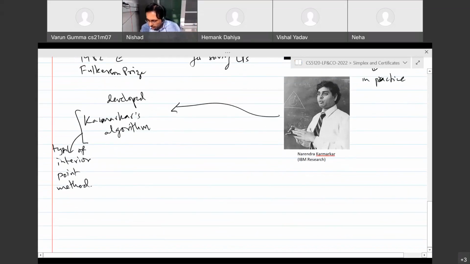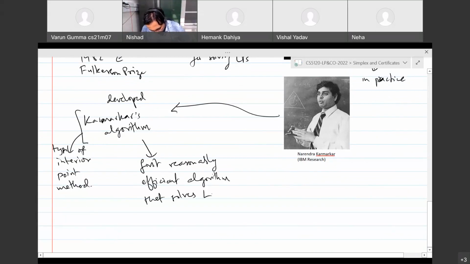I'll also tell you a few things about Karmarkar's algorithm. It's also a very interesting history. This is the first reasonably efficient algorithm that solves LPs in polynomial time.